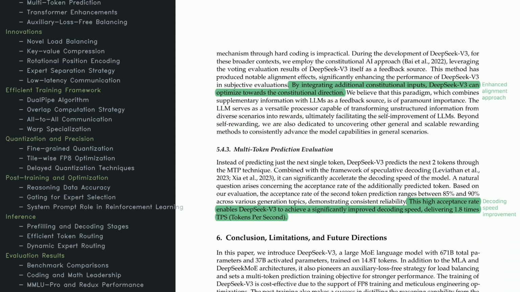Next, we learn about the role of constitutional AI in shaping alignment and rewards. The model uses its own feedback for evaluation, which helps in more subjective tasks. Additional constitutional inputs are integrated, ensuring that broader contexts are accounted for. On top of that, the multi-token prediction approach steps things up by predicting the next 2 tokens instead of 1, and with speculative decoding, it nearly doubles decoding speed. Acceptance rates for those token predictions stay high, showing it works reliably for a range of uses.